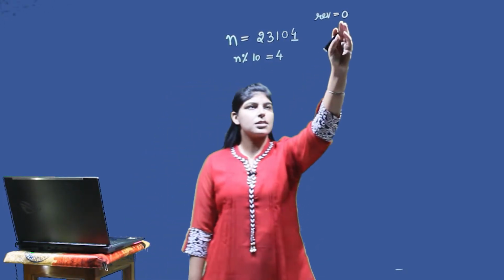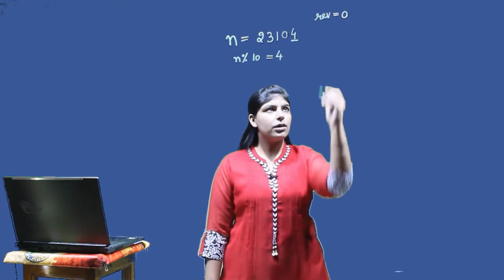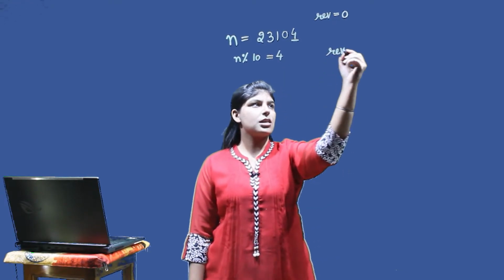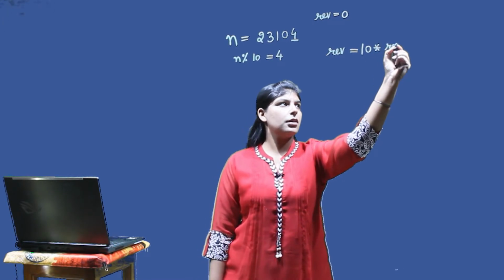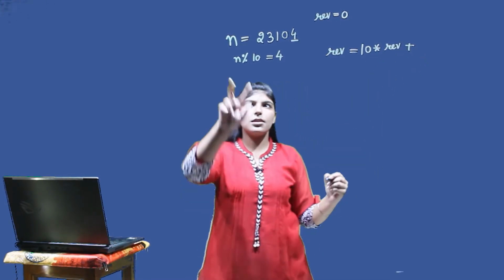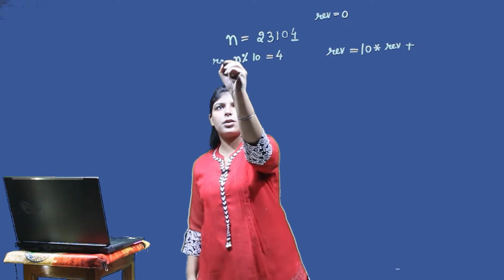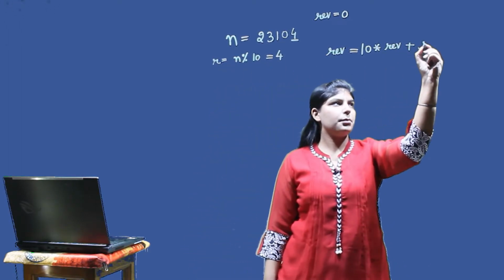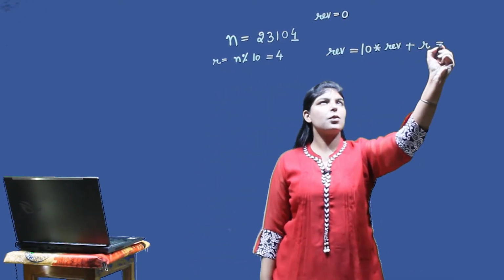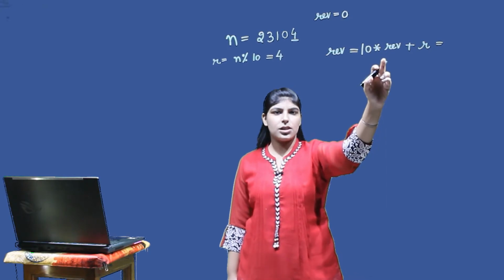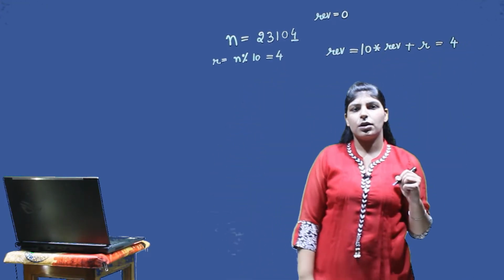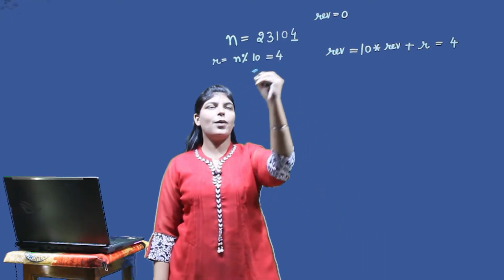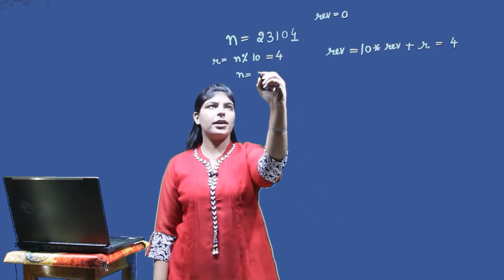Now the reverse is 0. How will I update it to 4? I will write reverse is equals to 10 multiplied by reverse plus this last digit. Suppose I store it in a variable r. So I'll get plus r. So the reverse here will become 0 into 10, that is 0, plus 4. So the reverse value will be 4. Now I need to update the value of n to n divided by 10.